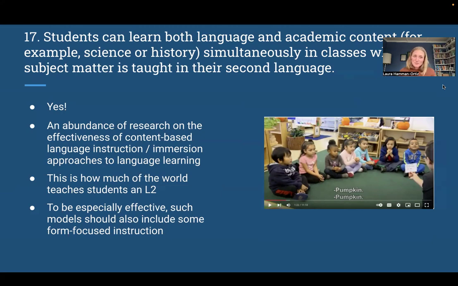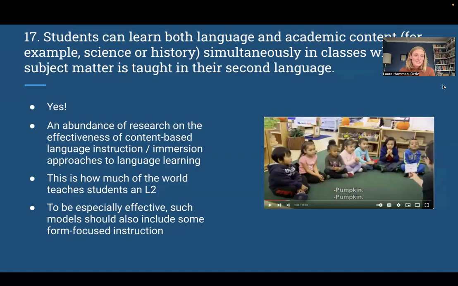There's so much research that's been done in this area. My own research focuses in this area, and we know that these program models can be really effective. You saw some examples of this when you watched that pre-K video with the lesson about pumpkins, right? How students were learning language as they were learning content. And this is how much of the world teaches students a second language. So this is a common way of language acquisition.